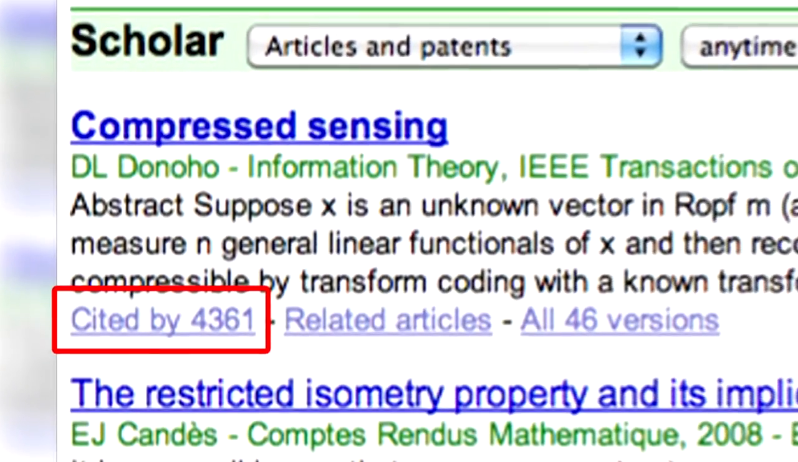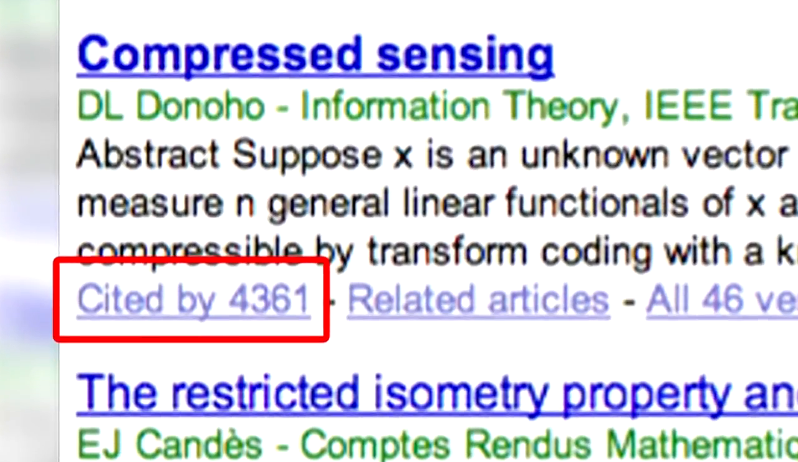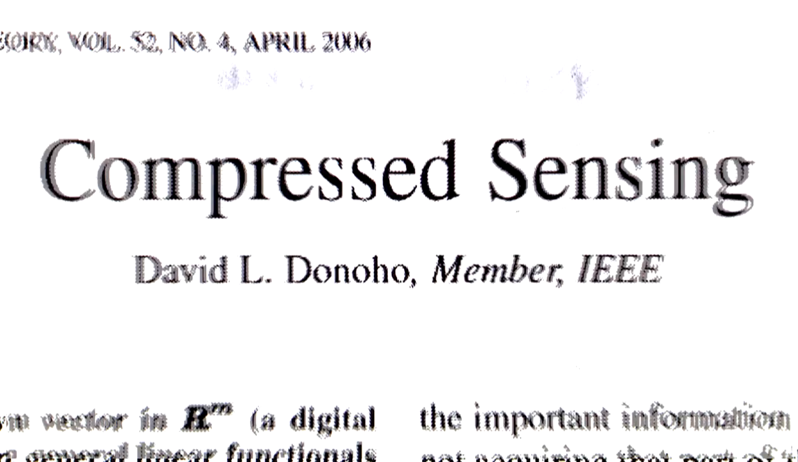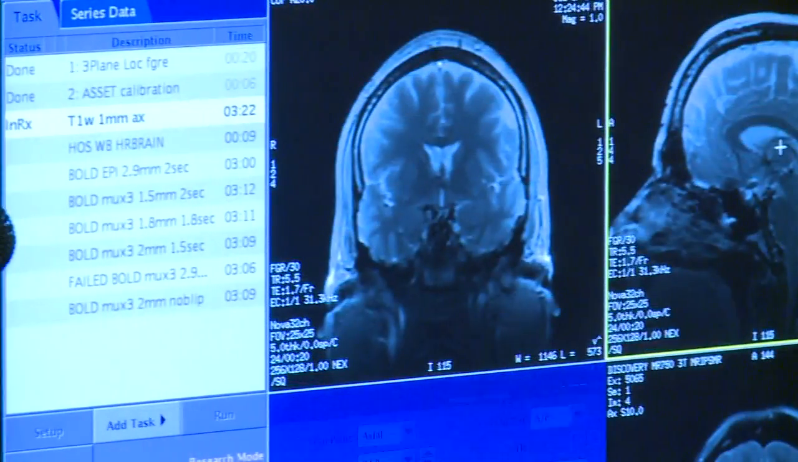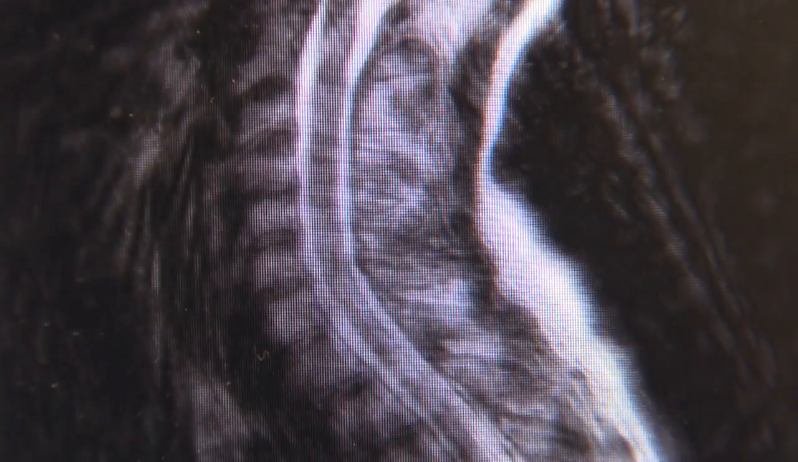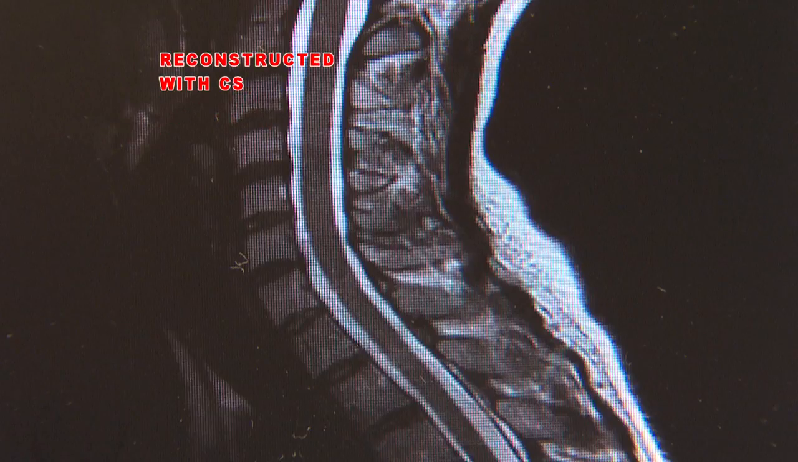David is cited often for his academic work on compressed sensing, which can be used to speed up data acquisition, for instance, in magnetic resonance imaging, MRI. Here's a fully sampled image. Then the same image with a limited amount of data, it's six times undersampled. And then still six times undersampled, but after compressed sensing.